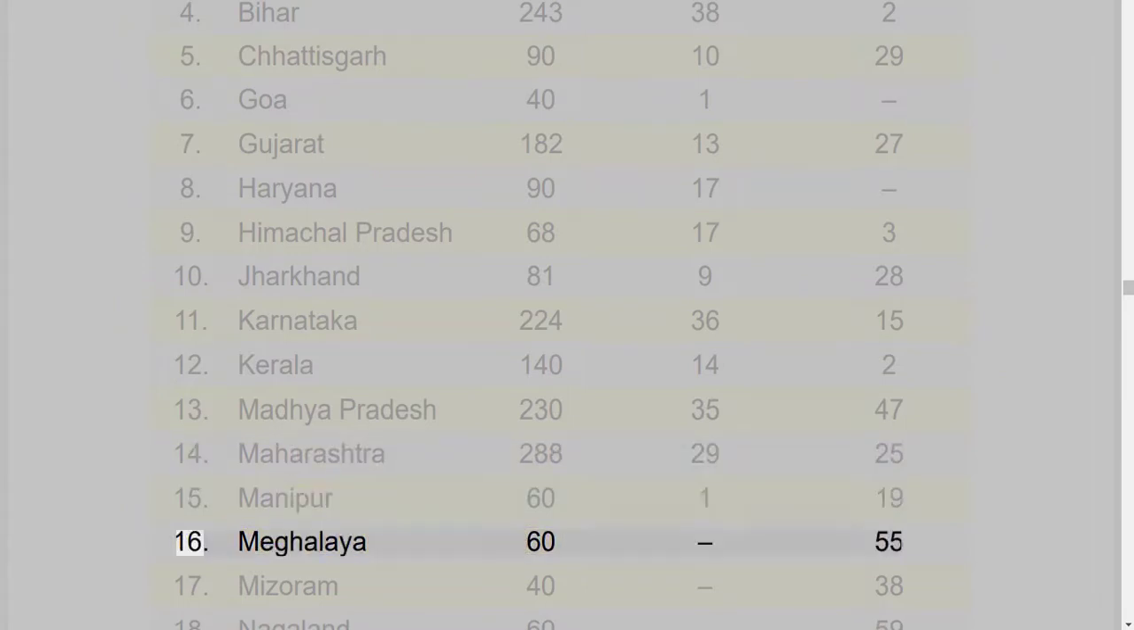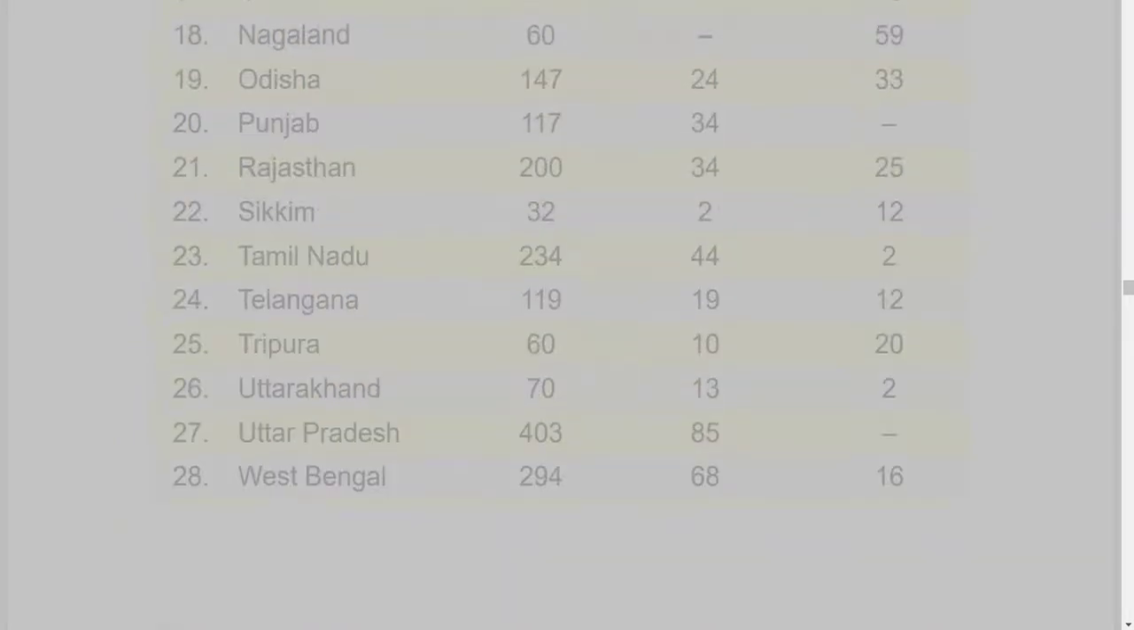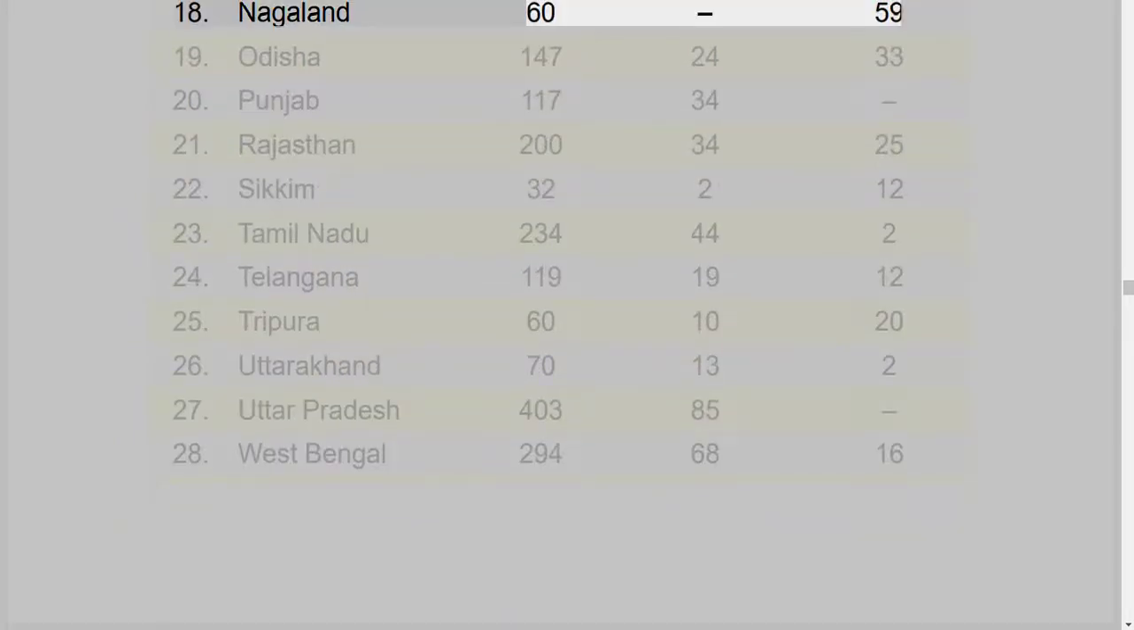Manipur 60 1 9 16. Meghalaya 60 to 55 17. Mizoram 40 to 38 18. Nagaland 60 to 59 19. Odisha 147 24 33 20. Punjab 117 34 21. Rajasthan 200 25 22. Sikkim 32 to 12 23.